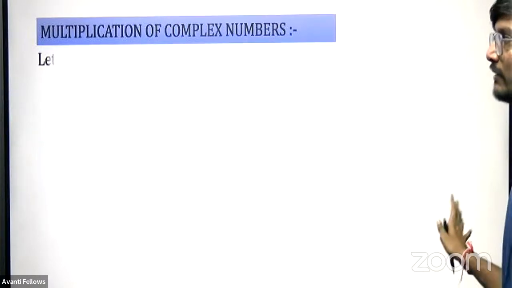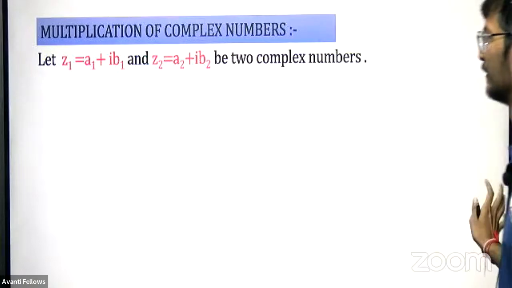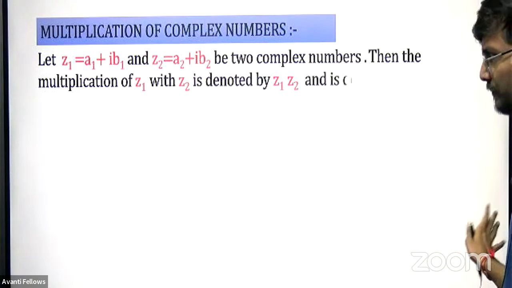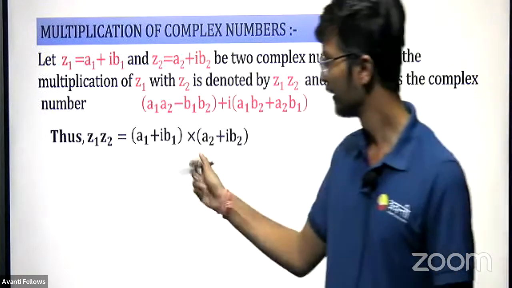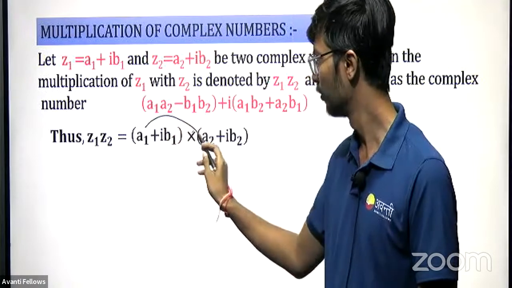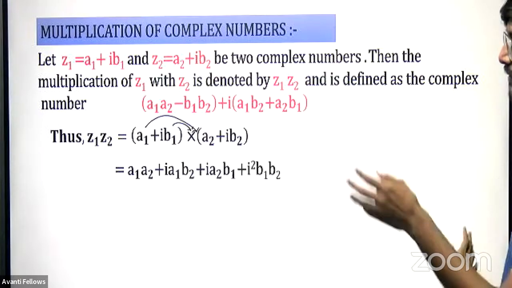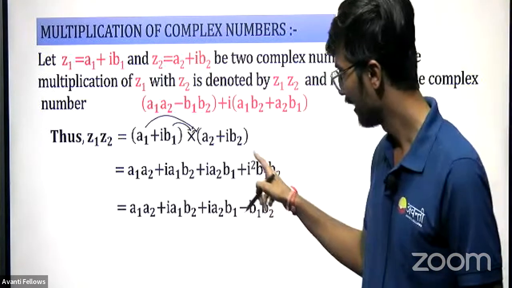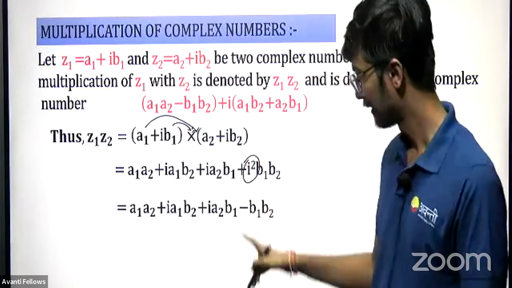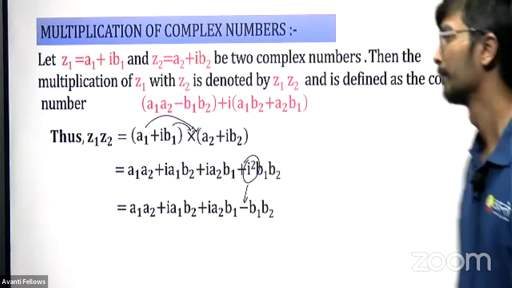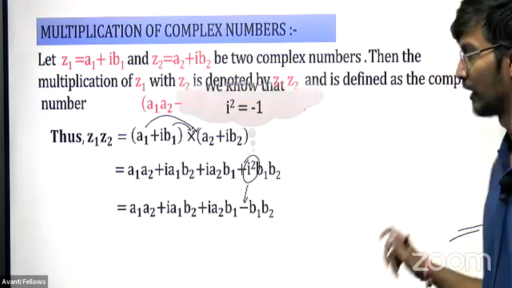Next is multiplication. How do you multiply? Multiplication is the same as when we open the brackets in algebra. And if we multiply both, what will we get? Here we'll multiply a1 with the full bracket and a2 with the full bracket. So if I open the brackets, I will get something like this. And we know the value of i square. The value of i square is -1. That's why we got minus here. Got it?